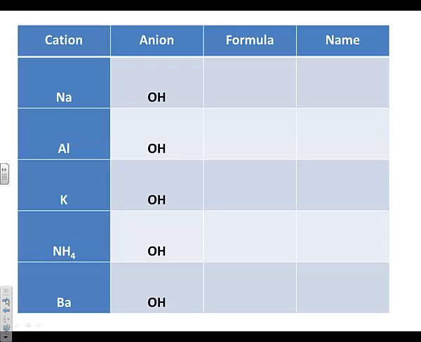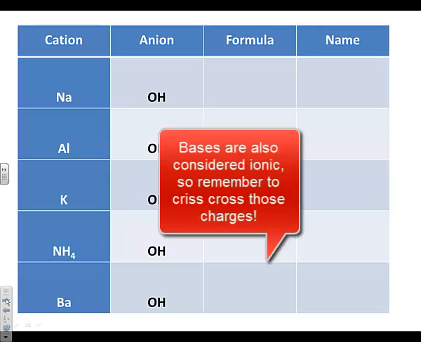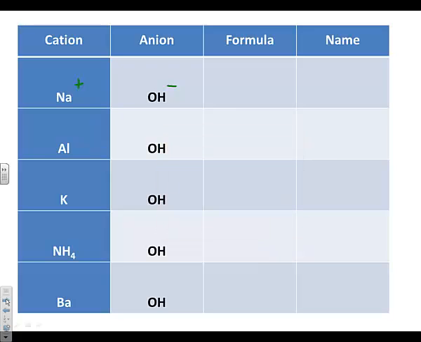So the cation is Na, and I look on my periodic table, Na is sodium. So I know sodium's a +1, and I know that hydroxide is always a -1. So when I put these together, I'll just need one of each.